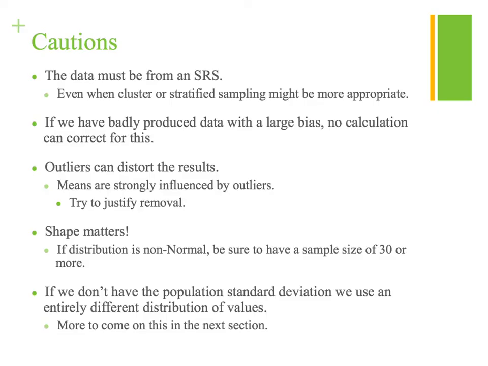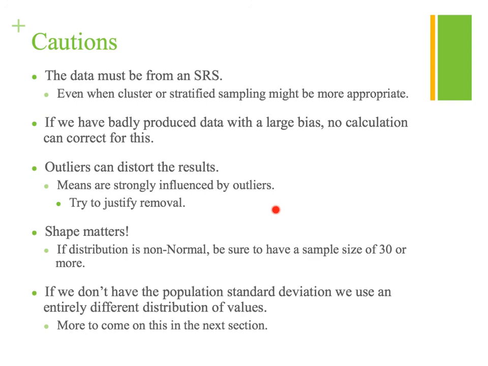Lastly, I just want to reiterate a few things that we've already mentioned in class. The data has to come from a simple random sample of our population of interest. If we have badly produced data, especially if it has a large bias, no calculation can correct for that. So we can't alter our confidence level if the data is bad in the first place. We just shouldn't be running the calculations regardless.